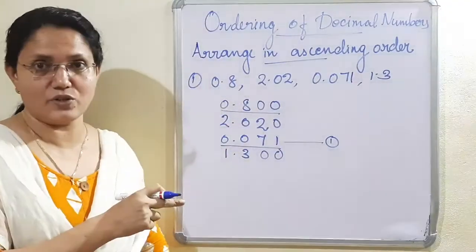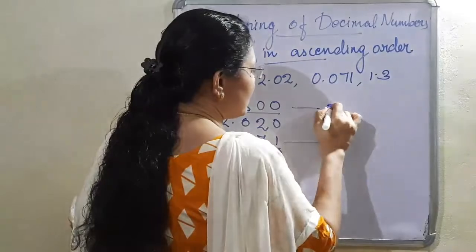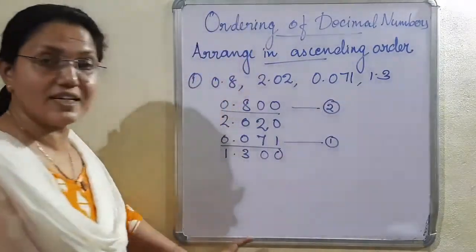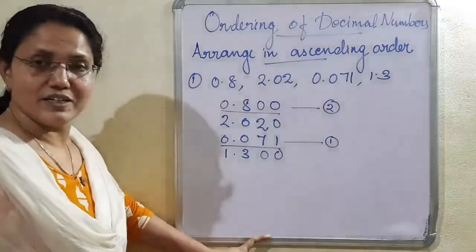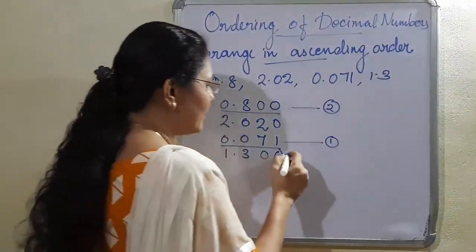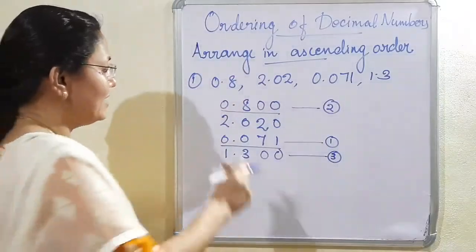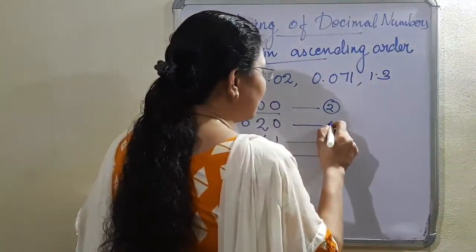This is ascending order. Second smallest, the other number starting with 0. This is the second smallest. Next, third one is what? Here 2 numbers, the whole numbers are 1 and 2. You know that 1 is smaller than 2. Therefore, this number comes third place and this is the largest among these.